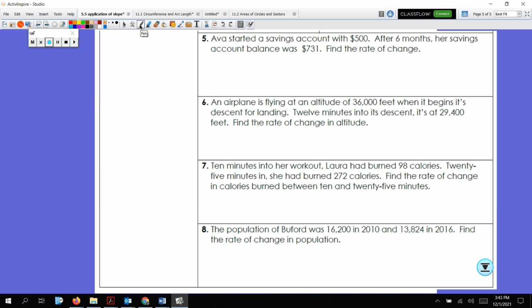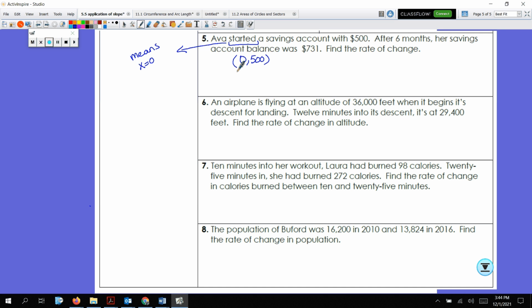Here we go. Ava started a savings account with $500. When something is starting, that means x is 0. That's your starting point. Think about when you're born. You are not 1 when you're born. You're 0 years old. That's the starting point. So let's pick our first ordered pair with that first line: 0, $500.